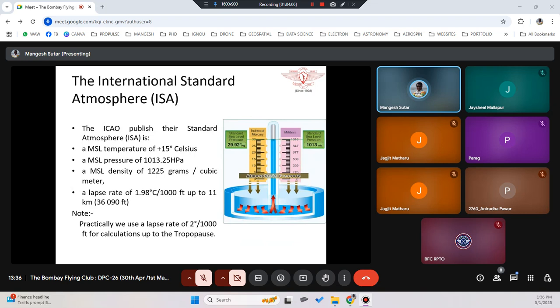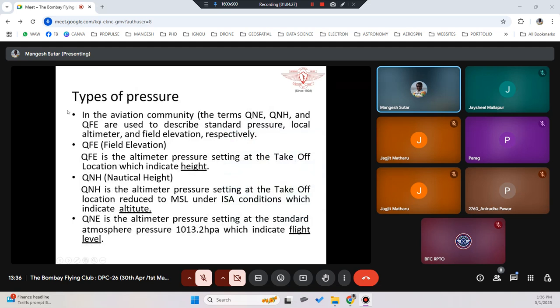These are some standard settings like MSL. At MSL, the temperature would be 15 degrees. At MSL, the pressure would be 1013.25 hectopascal. Density would be 1225 grams per cubic meter. The temperature will decrease every 1,000 feet as you increase the height. Okay. So types of pressure: QFE, QNE, QNH.